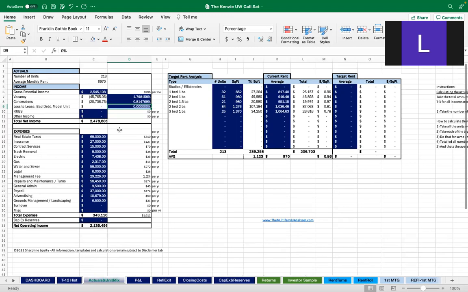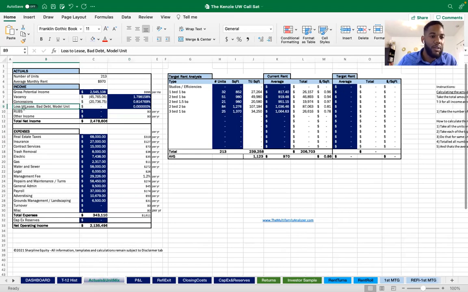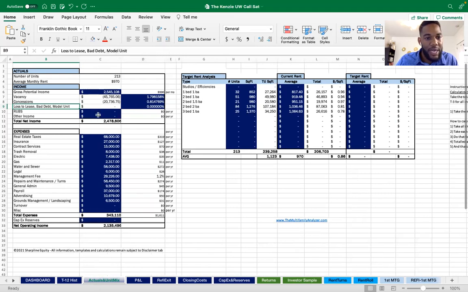The vacancy loss on the T12, you could just put it in there. Yeah, I'm about to. So on this model, it's gonna have loss to lease, bad debt, and model unit all on one line. So what we'll do, we'll just bulk all of that in this one line item. Usually I think the SDA tool has it broken out, but we're just gonna bulk them all in this one line item, if that's okay with you guys.